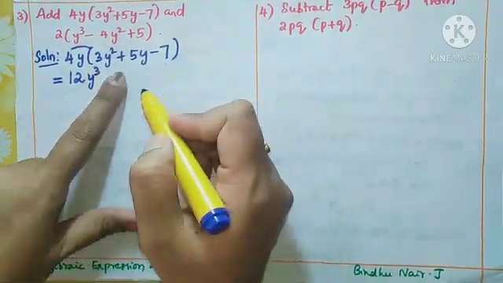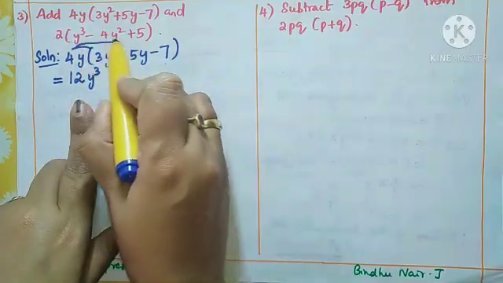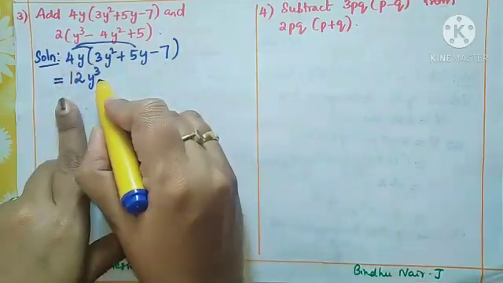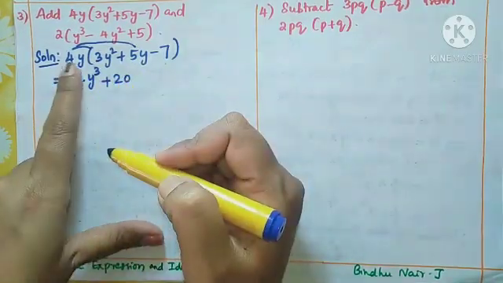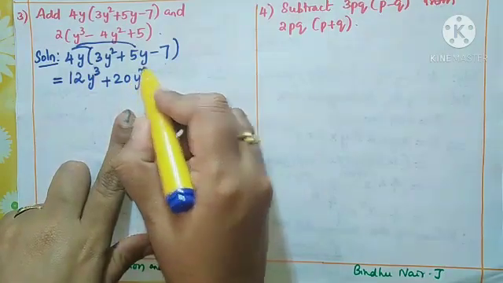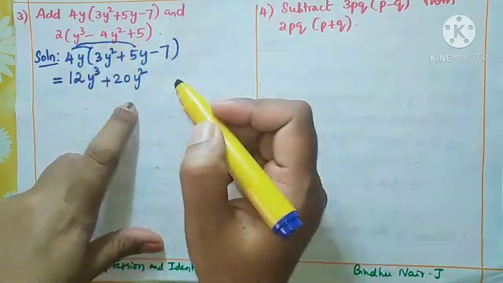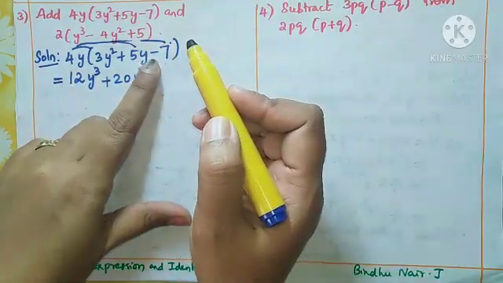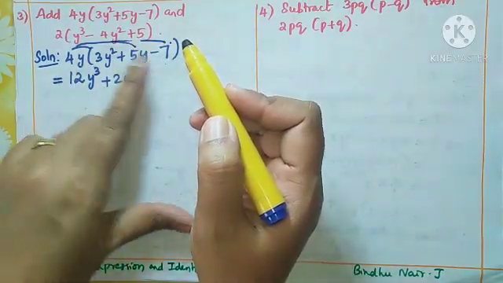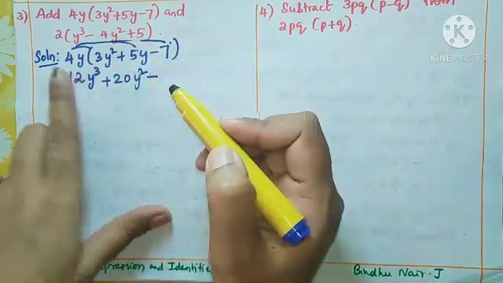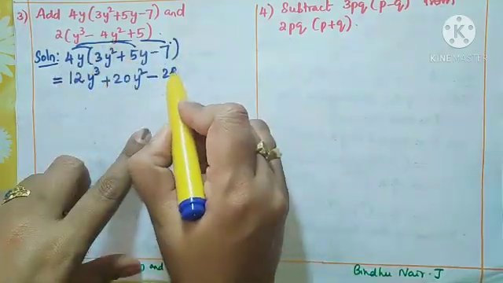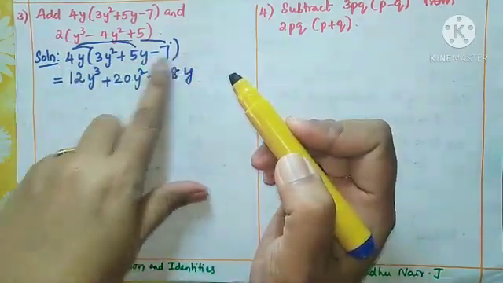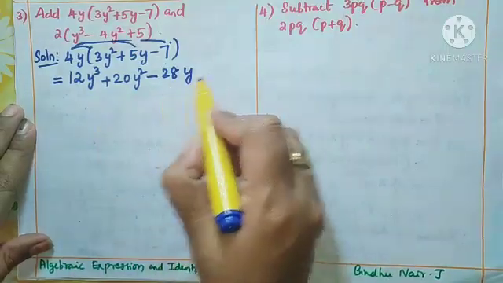Okay. Then come to the next. 4y into 5y. So first 4 into 5, both are plus. So 4 into 5, 20. Then y into y is y square, the powers are 1 plus 1. Now come to the third one. What is the third one? 4y into minus 7. So plus, here minus. So here minus. 4 7s are 28 and 1 y is there. So this bracket is simplified. Now, this is over.